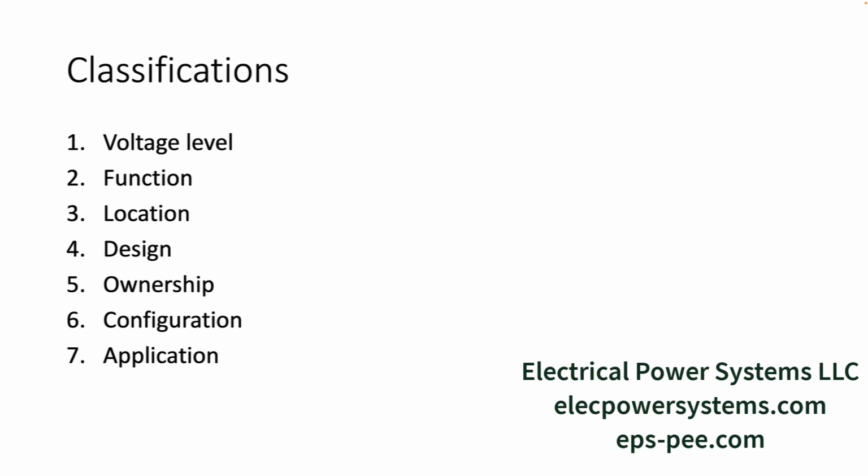Converter substations. Converter substations are used to convert power from one voltage level or frequency to another. They may be used to convert power from DC to AC or vice versa, or to convert power from one AC frequency to another. Switching substations.